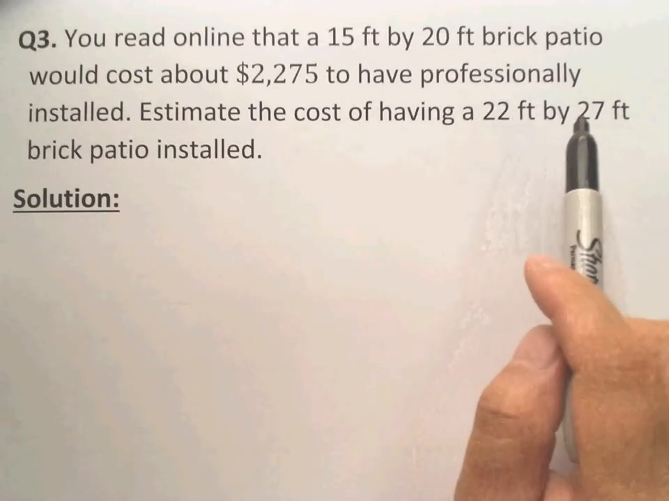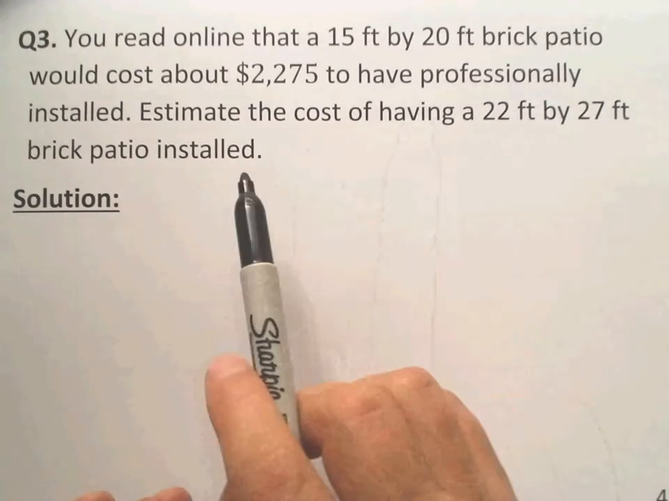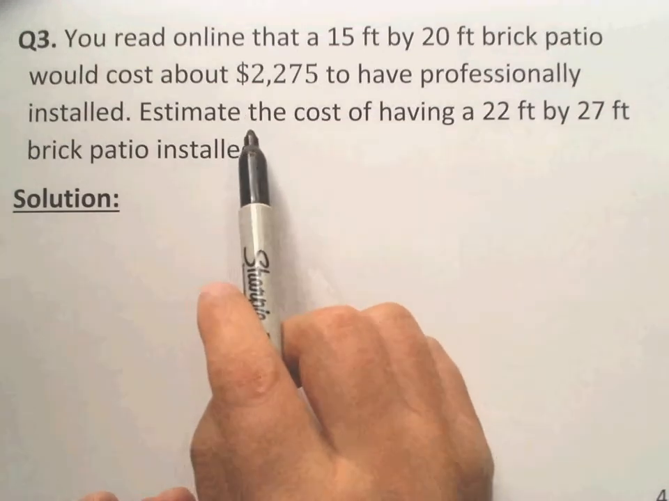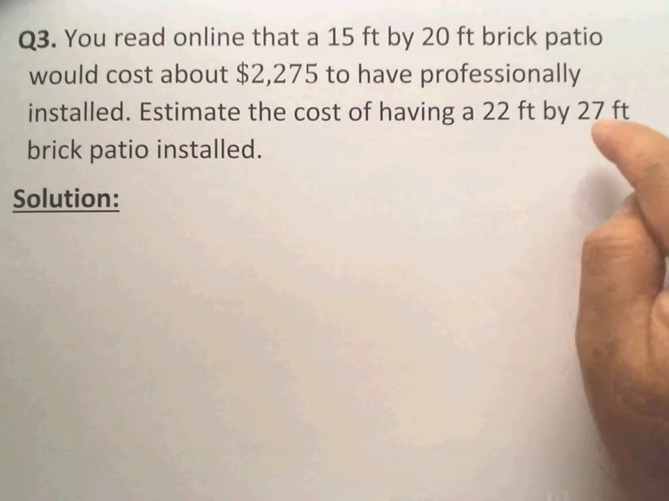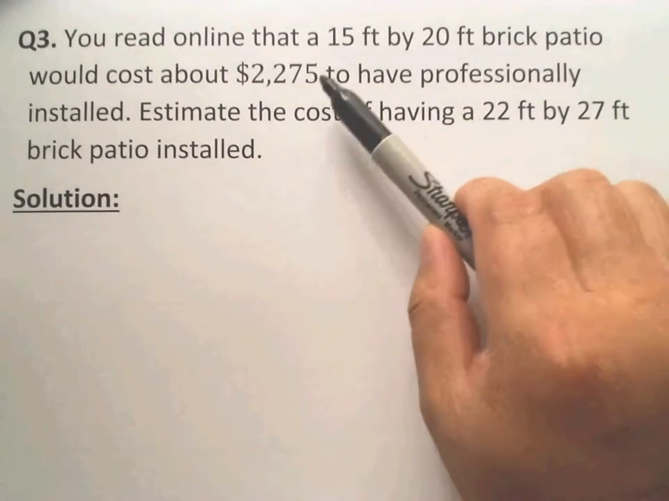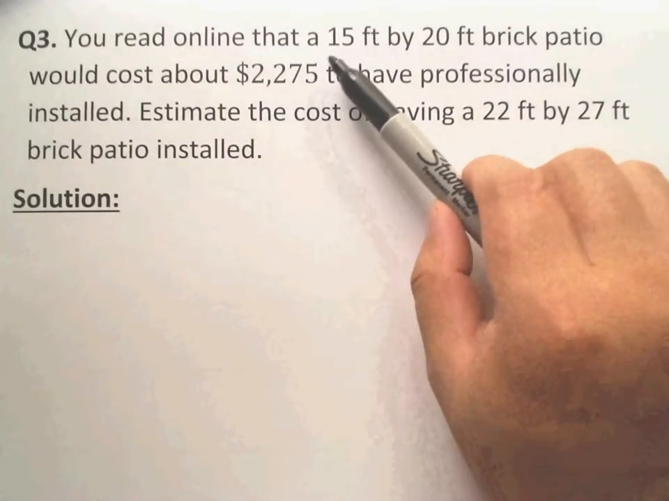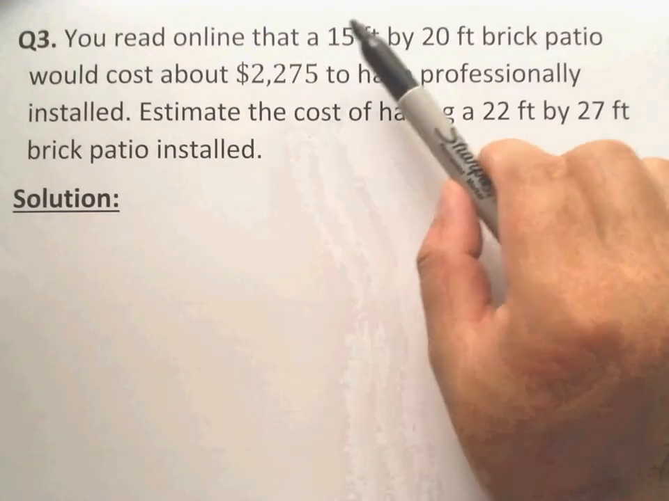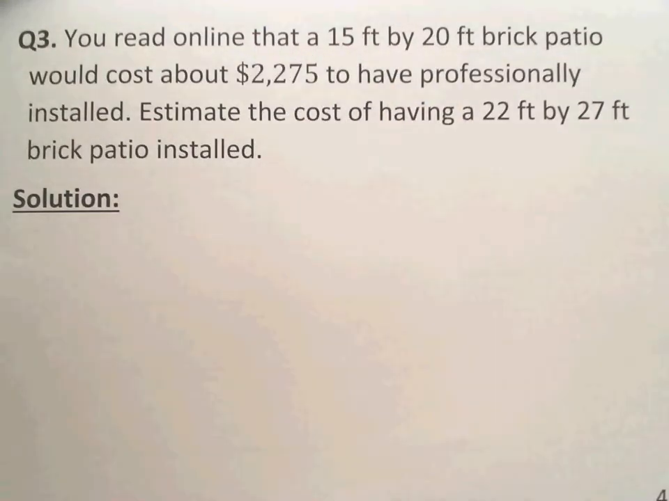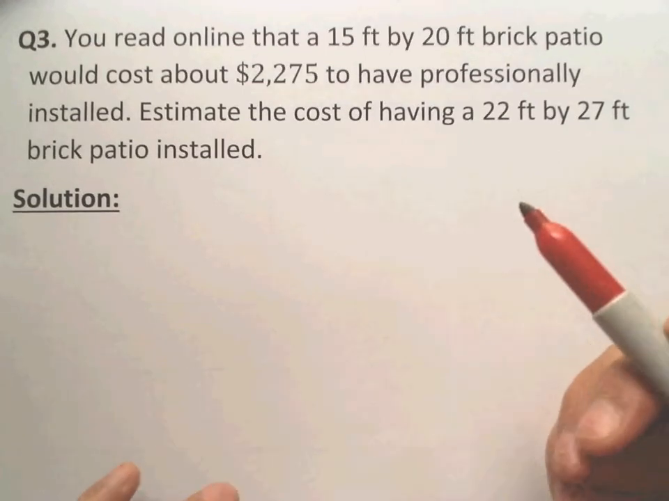You're going to buy 22 feet by 27 feet of this. Now the question: estimate the cost. So how much if you're going to buy this area? Based on the relationship, the basic relation is this area has this price, right? So this is the middle information.